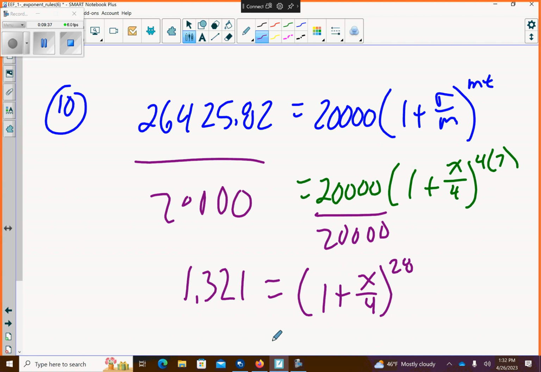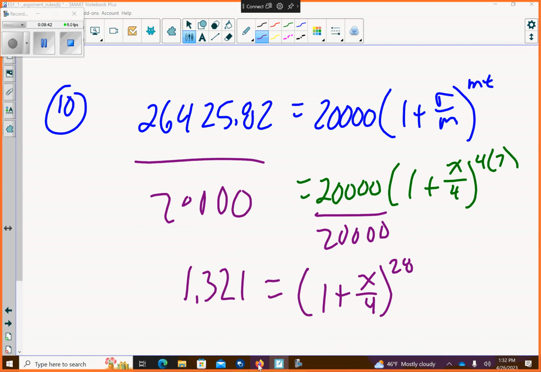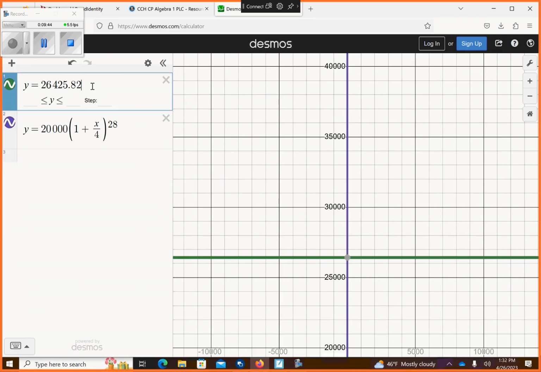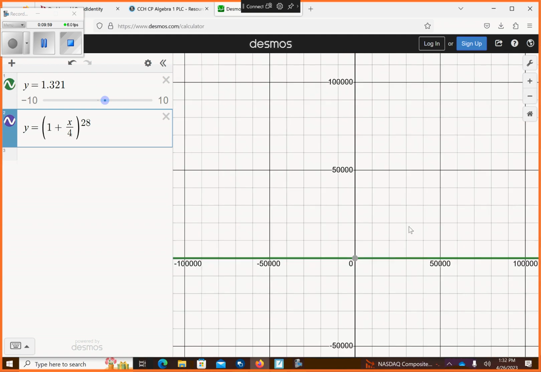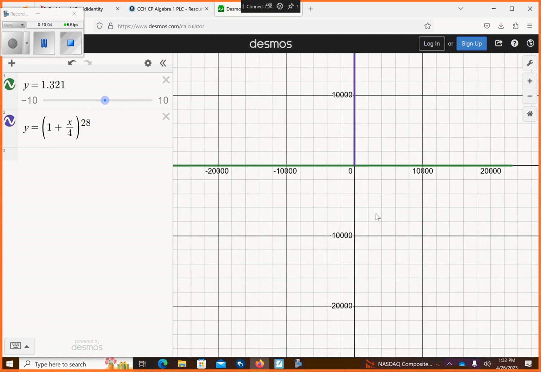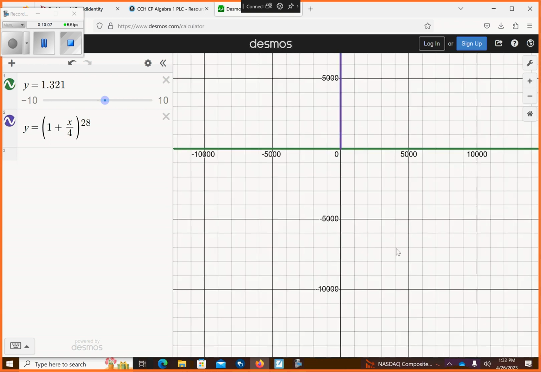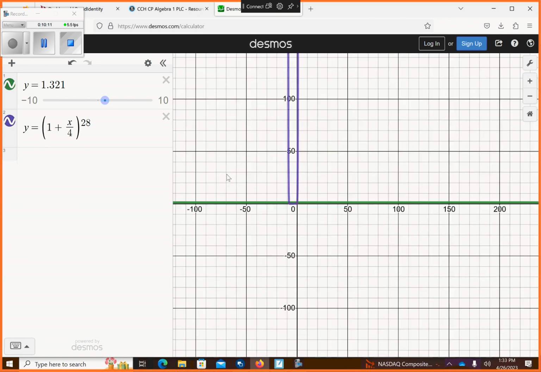So 1.321. Come on. 1.321. And then I'm going to get rid of this. I'm going to zoom out. There we go. And we're going to zoom back in. It's having a hard time finding it. Let's zoom in a little bit further, further, further.